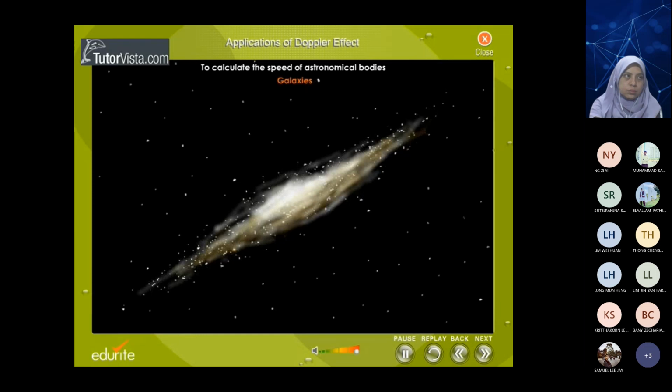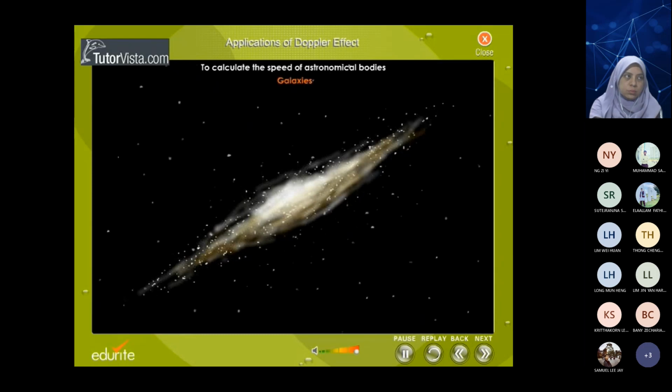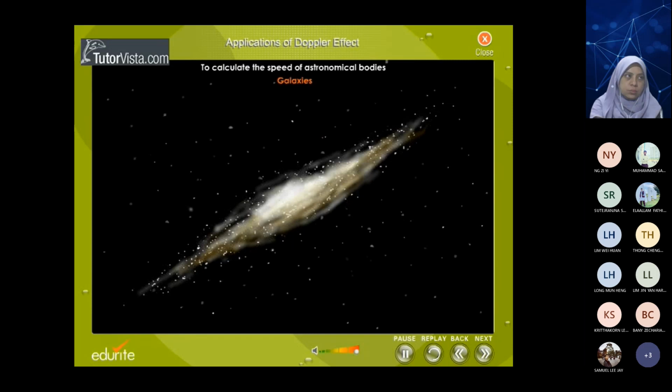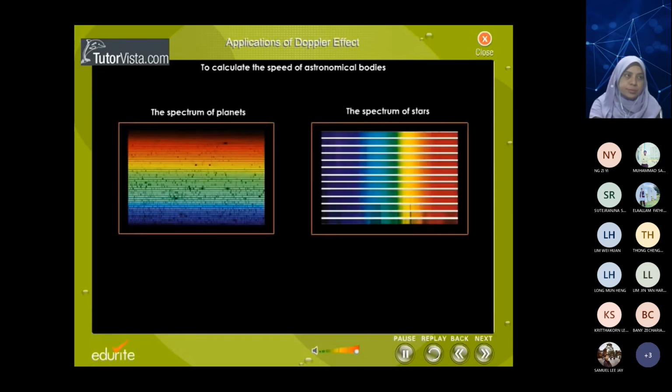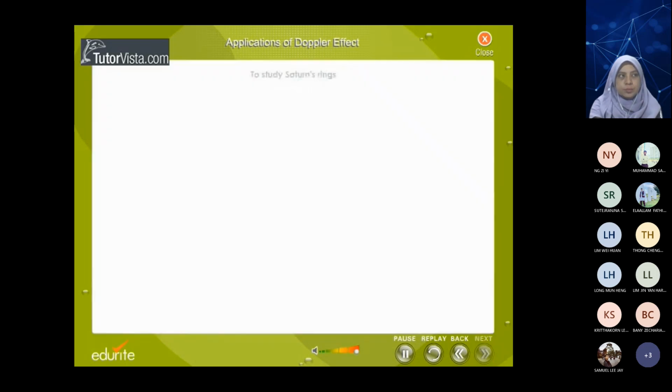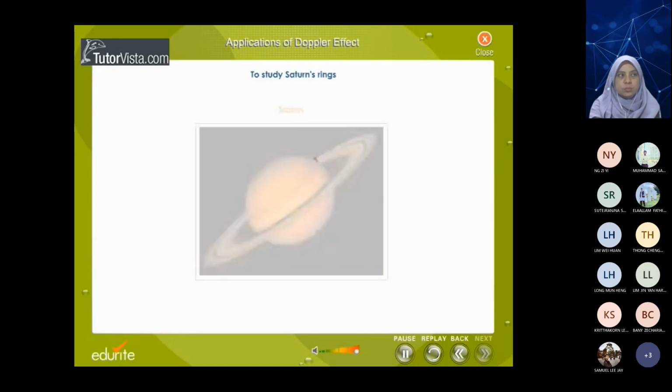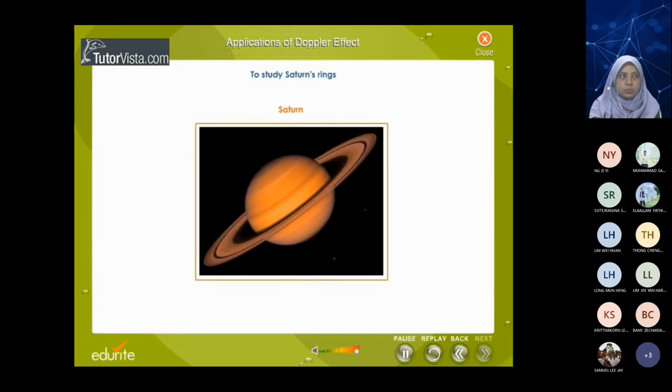To calculate the speed of astronomical bodies, the Doppler effect of light can be used to measure the speed of stars and galaxies. The spectrum of light coming from the planets and stars are photographed over a long period. By observing the Doppler shift, one can conclude whether they are moving towards or away from the Earth. To study Saturn's rings, concentric rings surround the planet Saturn. These rings reflect light and are not self-luminous. The Doppler shift of light reveals that the rings are not continuous, but they consist of many particles.